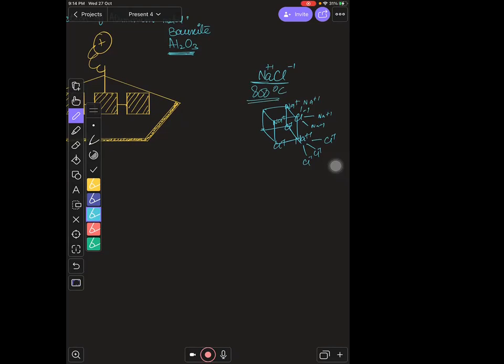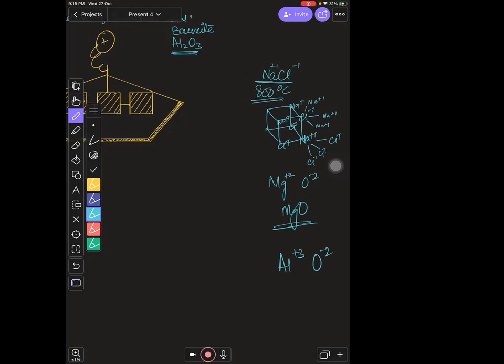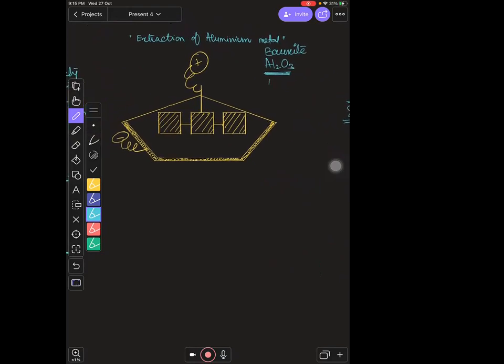So if the charge is doubled, like magnesium +2 and oxygen -2, magnesium oxide, you can imagine what the melting point of this compound will be. It is definitely more than 800. And if we increase the charges more, the melting point also increases, right? So you can imagine that the melting point of aluminum oxide is too high.